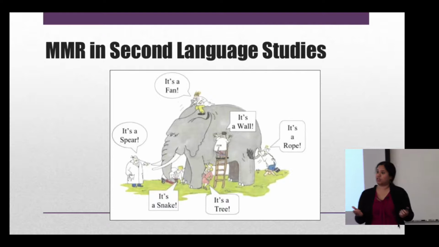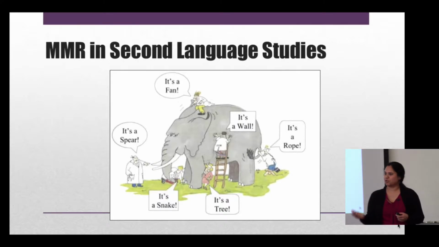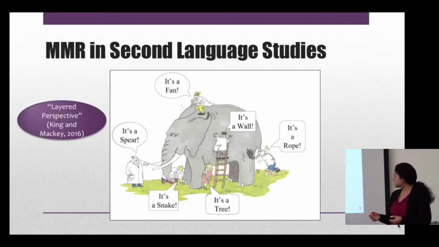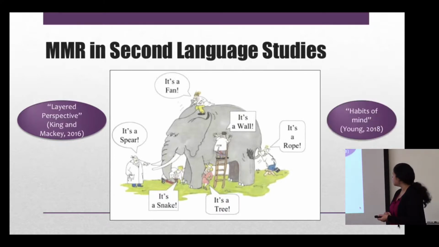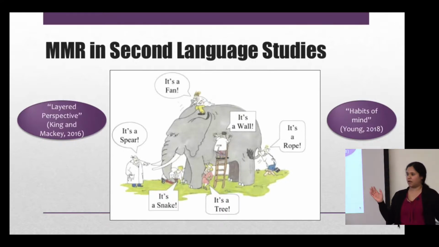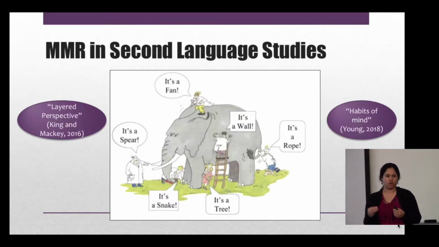And what we are saying is not new. I mean, we are awesome, but we didn't come up with this. There have been several scholars in the field who've already mentioned this. More recently, King and Mackey have called this the layered perspective, taking up different epistemological stances in looking at the research phenomena. And Richard Young more recently called it the habits of mind, about how as researchers we are socialized into thinking a certain way, and we need to take up mixed methods to expand our habits of mind and include other approaches in looking at the research phenomena.